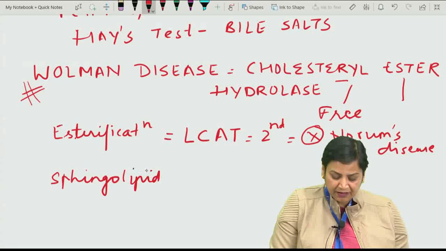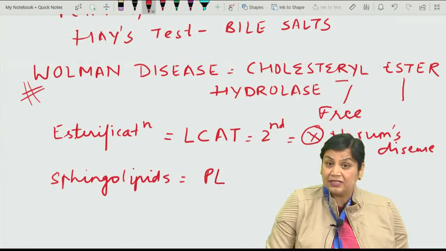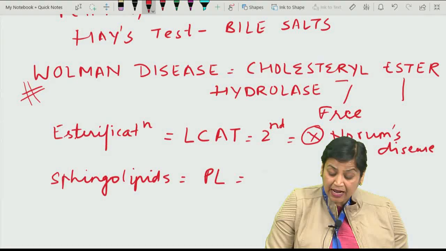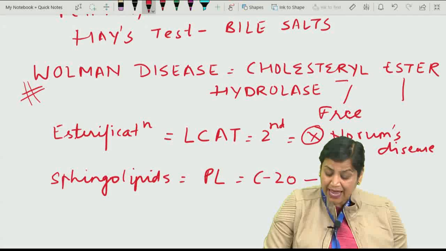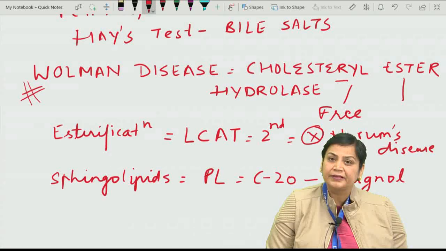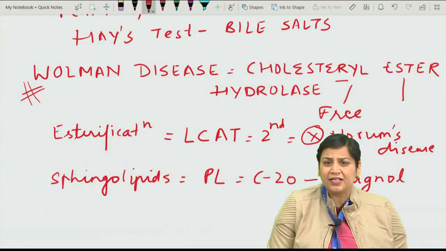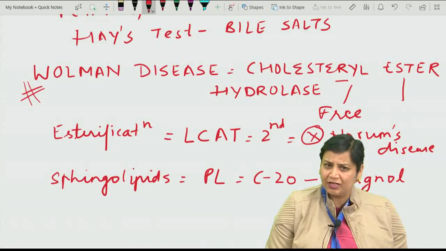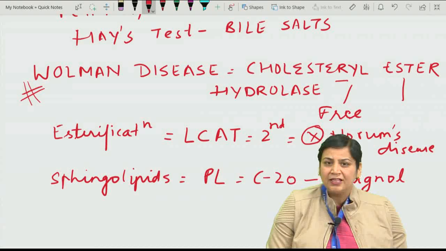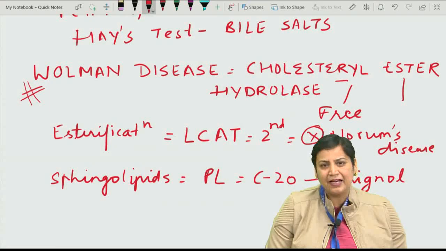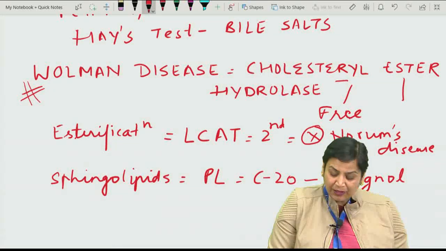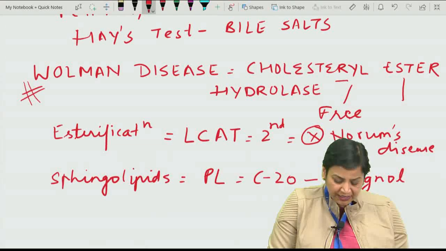Sphingolipids are nothing but the type of phospholipids which have an unsaturated carbon atom, and the alcohol here is sphingosine. Sphingolipidosis is a characteristic disorder, and there are so many disorders associated to it, like Tay-Sachs disease, then Gaucher's disease, which is due to the deficiency of hexosaminidase A and B. So sphingolipidosis is mainly due to this, and another option is Niemann-Pick disease.